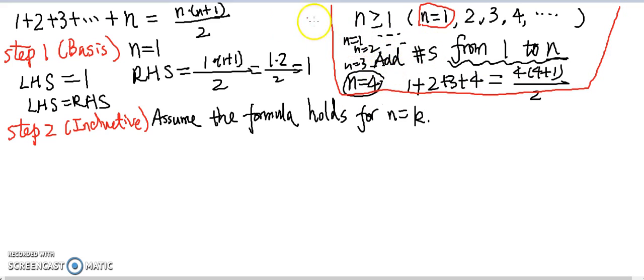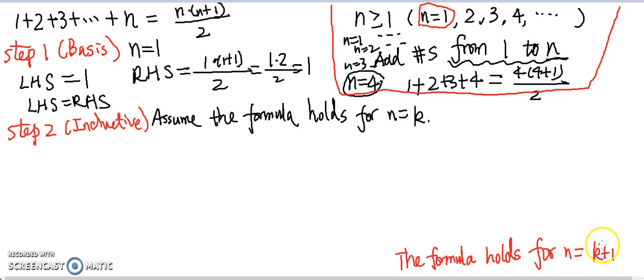scratch paper to help us understand the problem. You don't have to write all that in the proof. Okay, so the one we're going to assume right here is the formula holds for n equal to k, and our goal is to prove, we want to prove the formula holds for n equal to k plus 1.